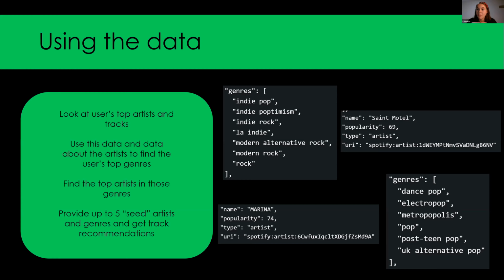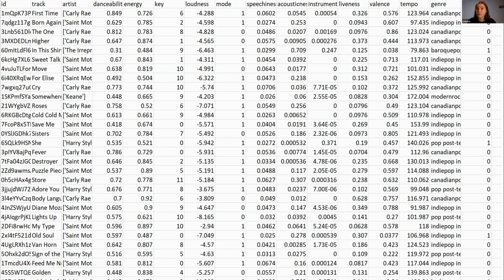This shows what this data frame looks like in Excel. You can see we've got the ID, which you use to look at different features about the song, the track, the artist, and all the different audio features. So there was quite a bit of data employed in this.